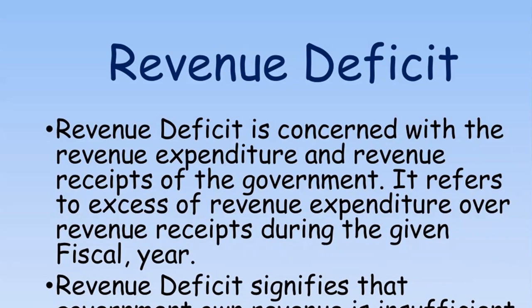Revenue deficit is concerned with the revenue expenditure and the revenue receipts of the government. It refers to the excess of revenue expenditure over revenue receipts during the given fiscal year. Its formula is: revenue deficit equals revenue expenditure minus revenue receipts. So the revenue deficit signifies that the government's own revenue is insufficient to meet the expenditure for the normal functioning of government departments and provision for the various services.